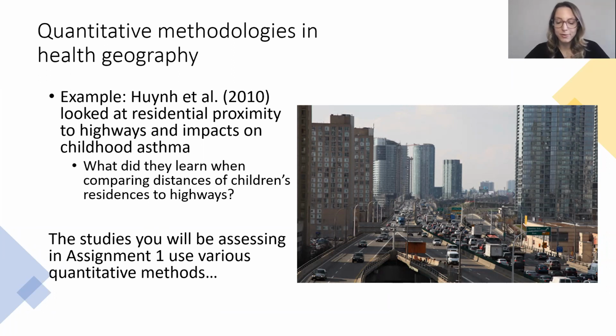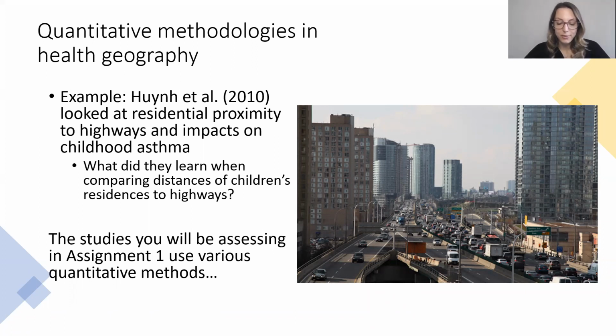Well, they found that children living less than 2 miles, which is about 3 kilometers or so, from a highway were twice as likely to have uncontrolled asthma compared to the children who were living further than around 3 kilometers.